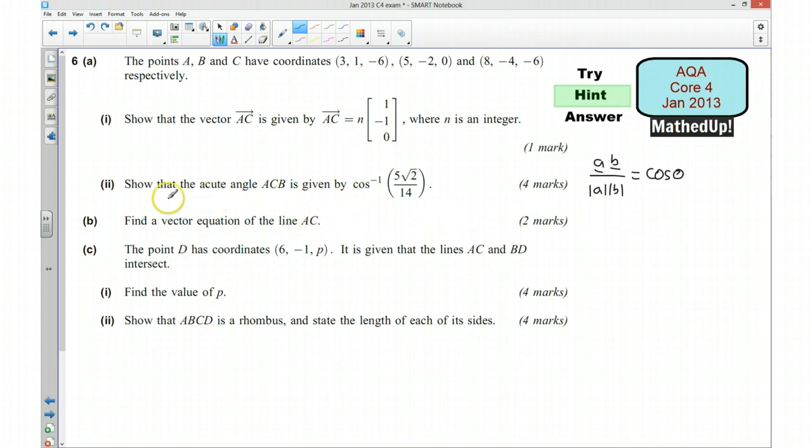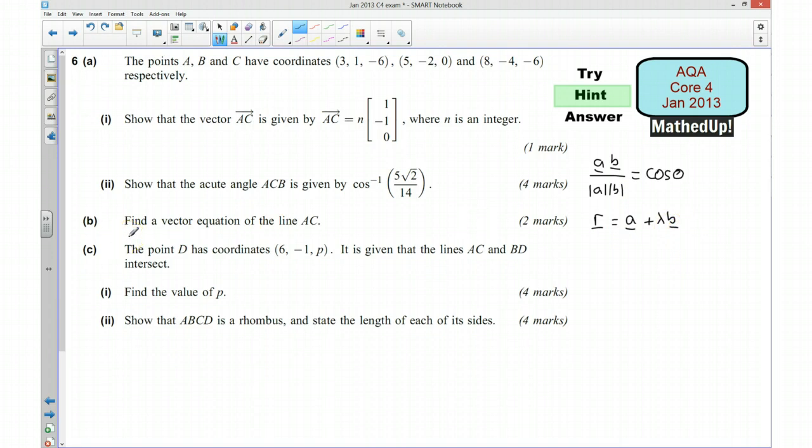Okay, part B says find a vector equation of the line AC. So we want to write our line in the form r is equal to a plus lambda b, where a is a position vector that lies on the line and b is a direction of the line, and you will have already found the direction of the line and you should already know a point that lies on the line as well. So we should just be able to stick something straight into this.